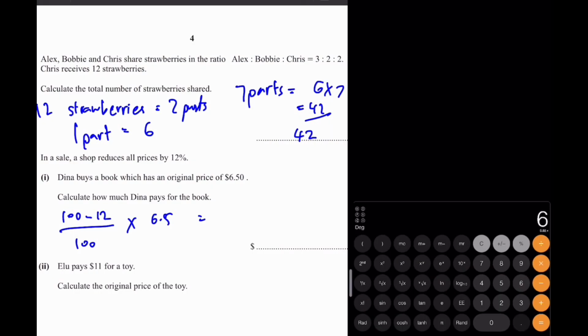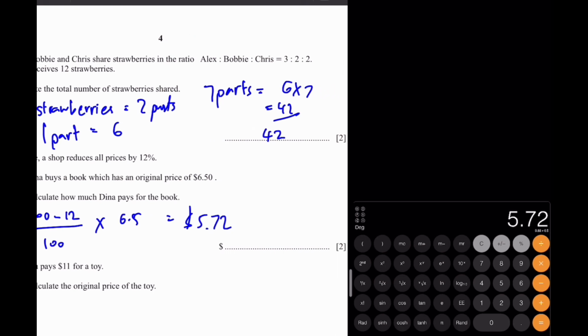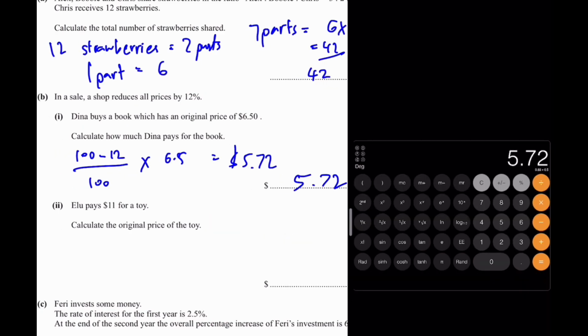0.88 into 6.5. 5.72. That's the answer. $5.72. 2. Elu pays $11 for a toy. Calculate the original price of the toy.